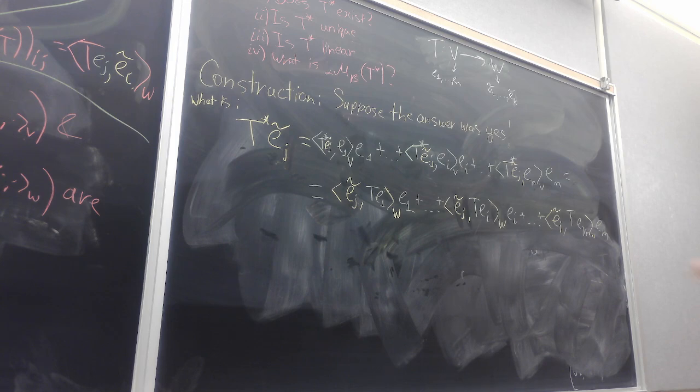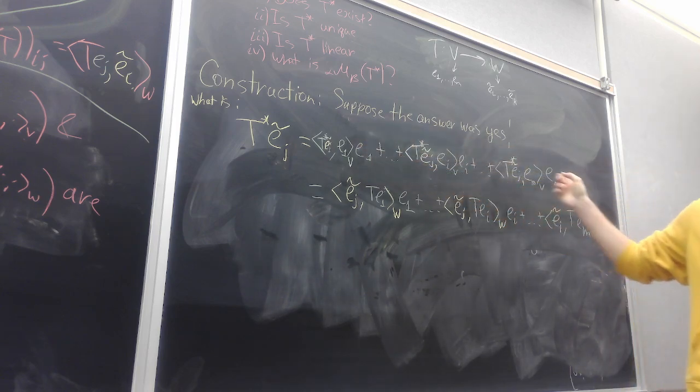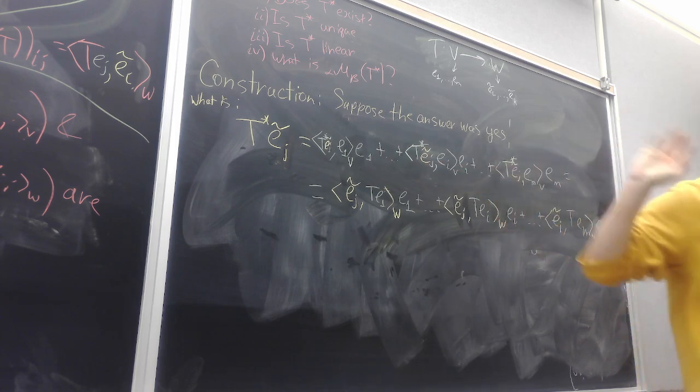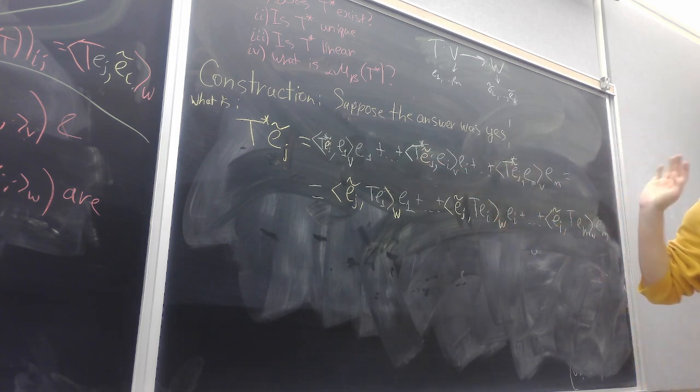And now, okay, so this was not something that was defined, right? Because we said, okay, suppose T star exists. Okay, but what if it doesn't? We don't know if it exists yet. That's what we're trying to prove.